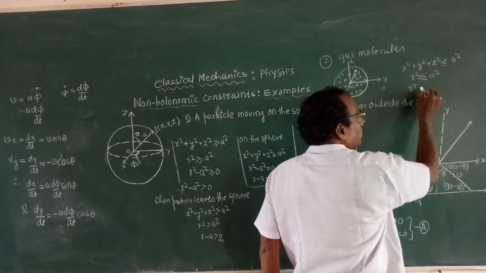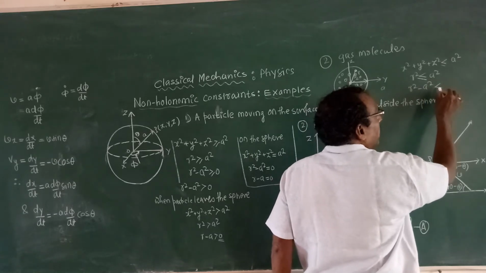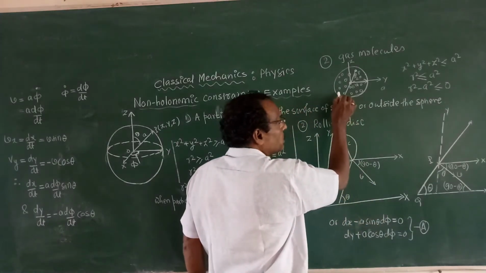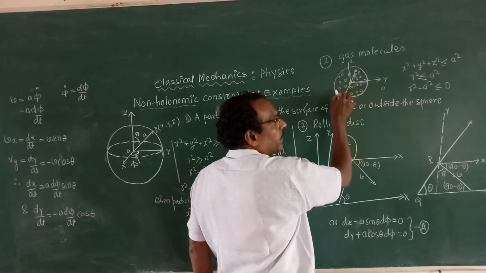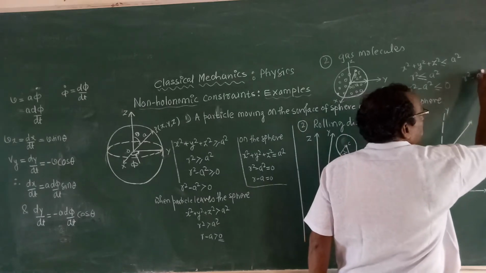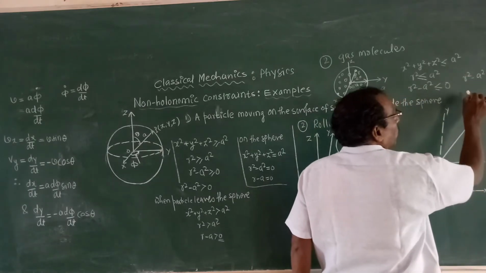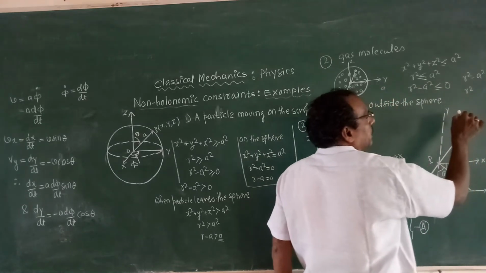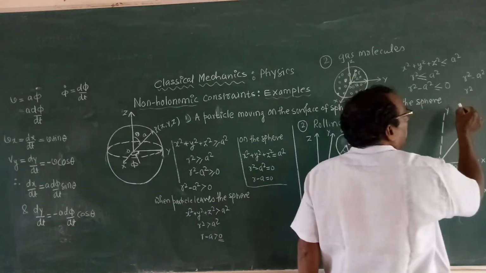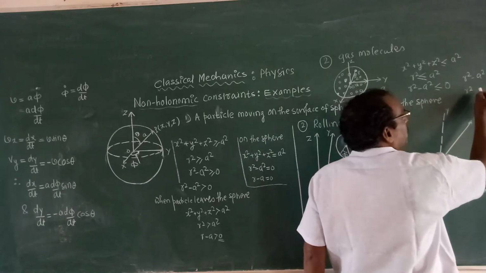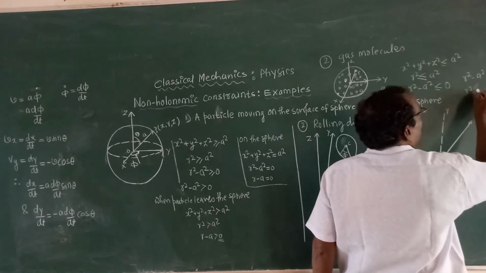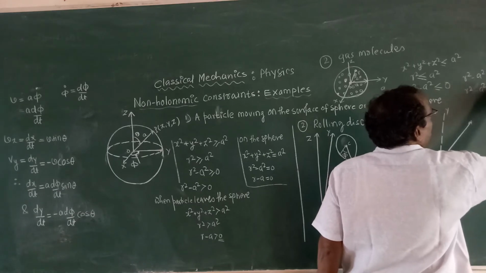Right? So r squared minus a squared is less than or equal to 0. When the gas molecule is in contact with the wall of the container, r squared minus a squared will be equal to 0. It will be less than 0 when the gas molecule is well within the container, somewhere well inside, where the position vector is smaller than the radius of the container.